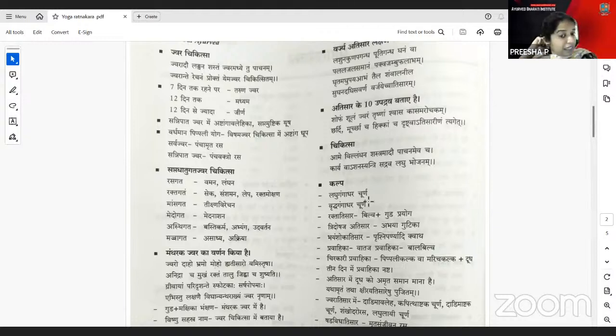You have the Rasagata. Rasagata, it is Vamana and the Langhana aspects which are mentioned. So whenever the Rasagata Vyadhi or Rasagata Saptadhatugata Jwara Chikitsa, you have the Vamana and Langhana which is given. For Raktagata, it is Seka, Samshamana, Lepa and the Raktamokshana which is explained. For Mamsagata, it is Tikshna Virechana given. And Medogata is Medanashana. And Asthigata, it is Bastikarma, Abhyanga, and Udvartana. Majjagata is Asadhya, Akriyavat Lakshana, like that you can understand.